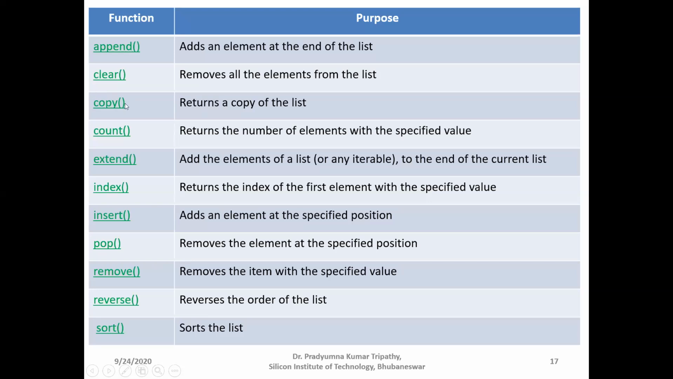The copy function returns a copy of the list. The count function returns the number of elements with the specified value, how many elements are there. We can go for extend, which adds the elements of a list to the end of the current list. This is similar to append. The index function returns the index of the first element with the specified value. So these are short functions of the list. You can try all of them.